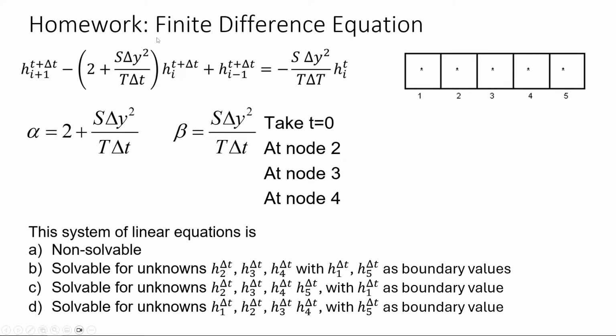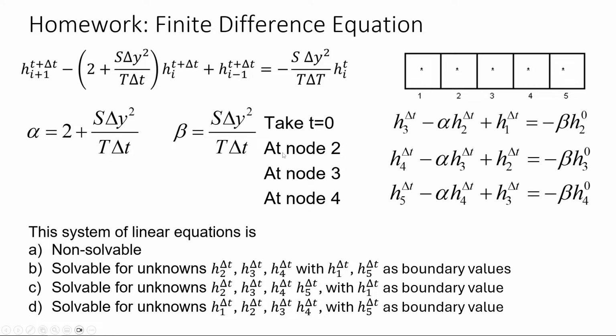So here, this is your homework question, finite difference equations. We have these equations here with alpha and beta. So take time 0 at node 2 and 3. You have this equation, this one and this one. Is this system of linear equations solvable for unknowns H2, H3, and H4, as H1 and H5 are boundary values? Yes, this is the correct answer. So this is wrong, this is the correct answer.